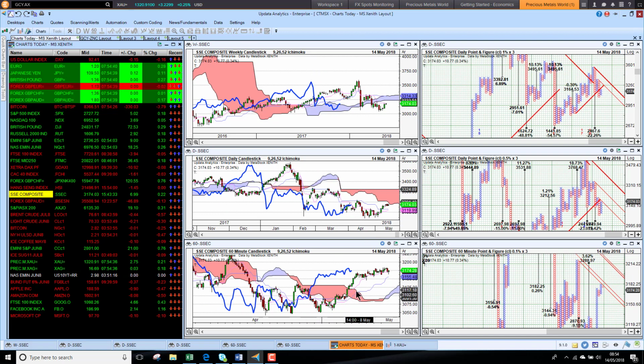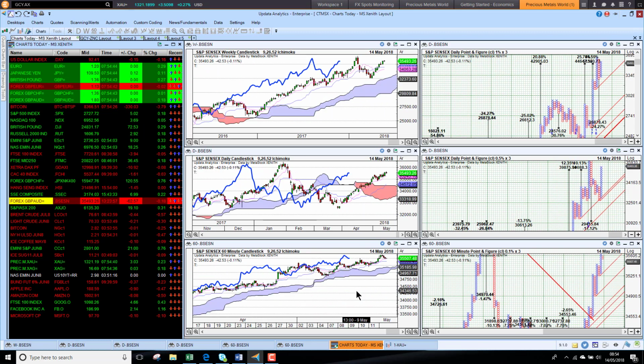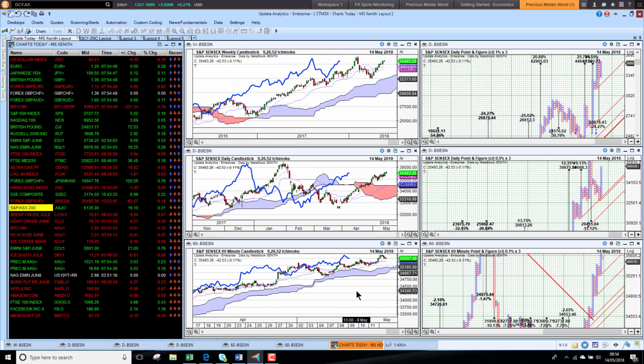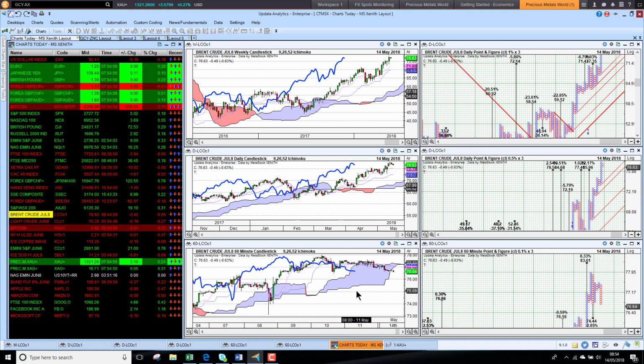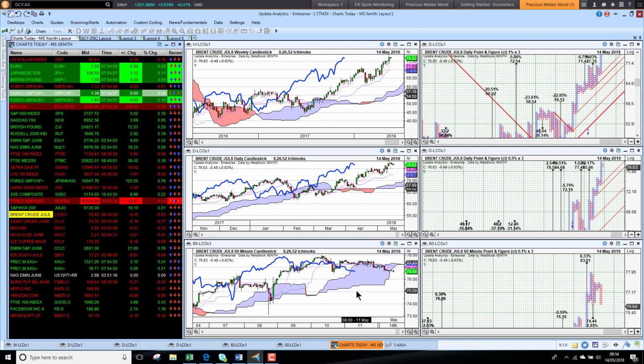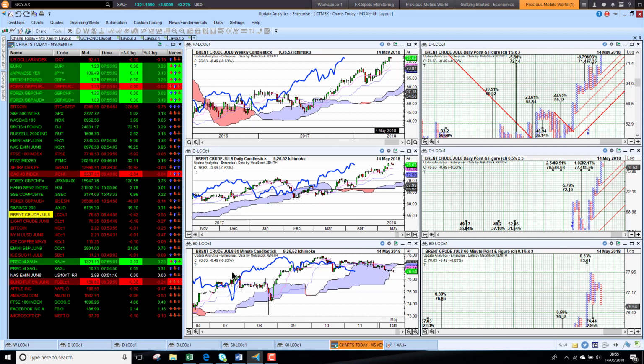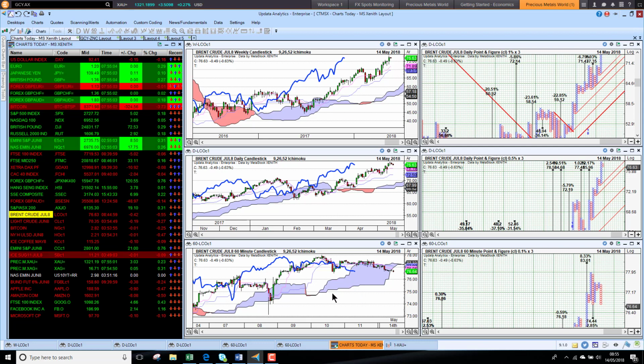Regular viewers will know it's been a bit of a concern of mine. Looking at the Indian market, the Sensex looking stronger, medium and long term, so it's looking good. And the Australian market also just trying to nudge those new all-time highs as well. Brent crude sitting at 76.60 this morning, just pulling back a little bit, but really has marched up the hill and looking very strong on all three time frames.